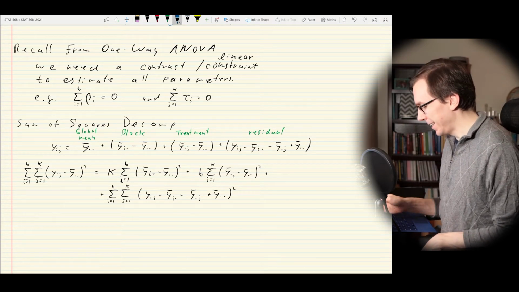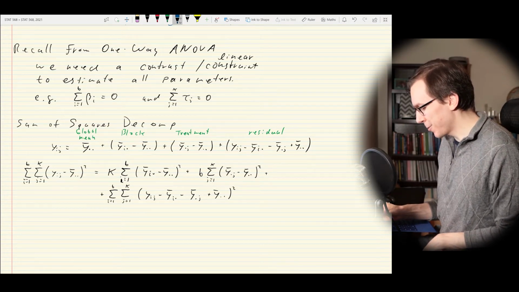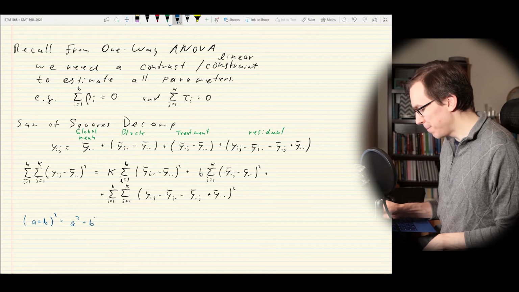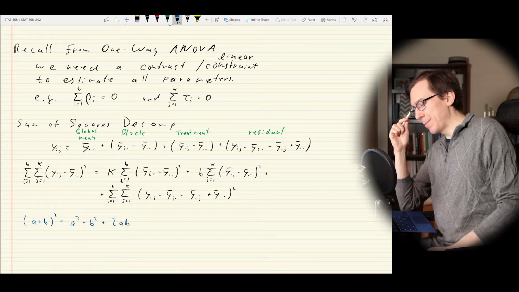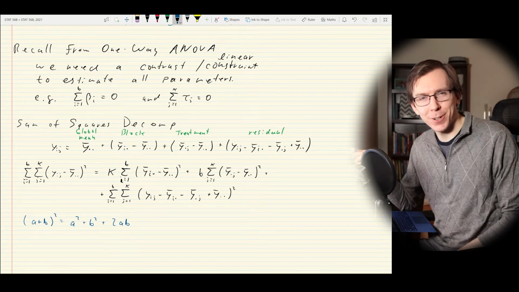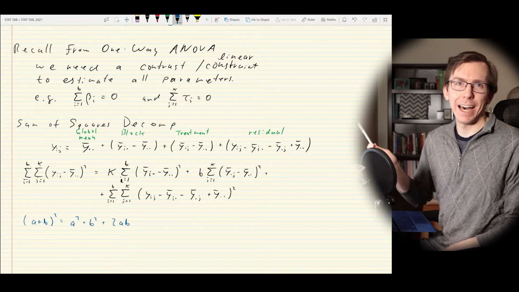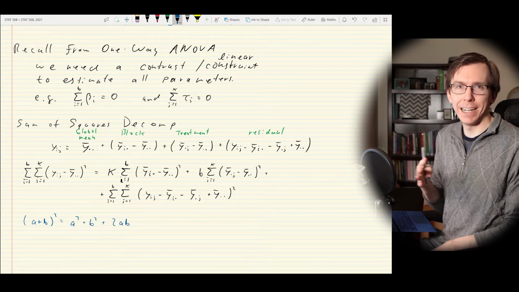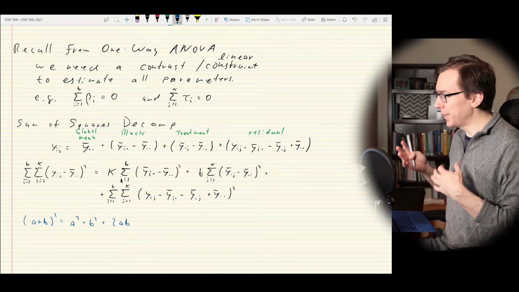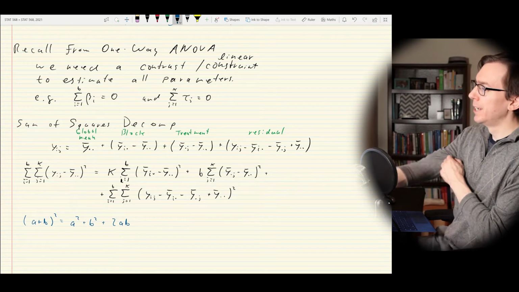Because if I square something like a plus b squared, I'm going to get an a squared, I'm going to get a b squared, but I'm also going to get a cross term, 2ab. So then you might think to yourself, well, why are there no cross terms in this sum of squares decomposition? The reason is they all cancel out after we sum over all i and all j. And you can check that yourself if you want to.